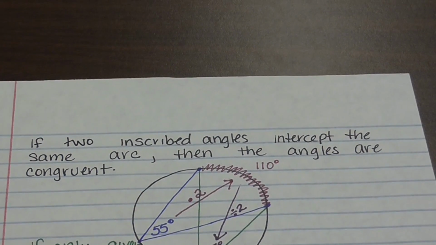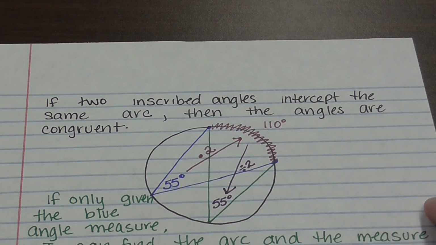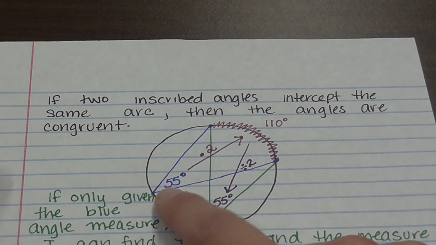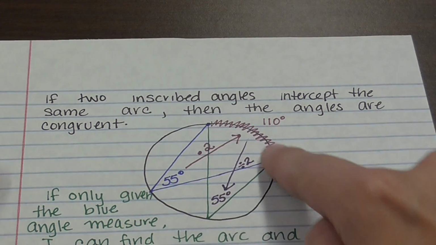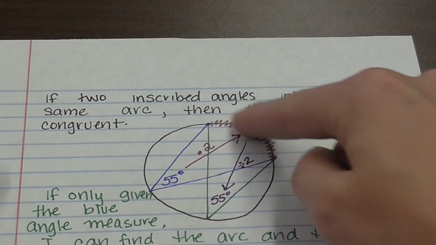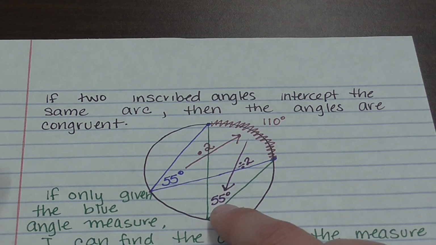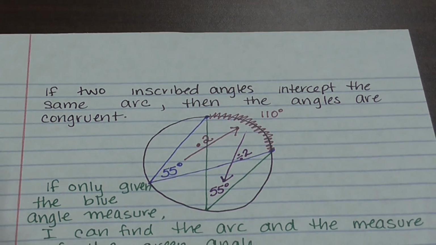Now, if you have 2 inscribed angles that are separate angles, but they intercept the exact same arc, the angles are going to be congruent. So if you started with 55 degrees for the blue angle, you had to multiply that times 2 to get out to your arc of 110 degrees. But then that arc intercepts the green angle as well, so I divide by 2 to get back to this angle, and you end up with the exact same angle. So if you're only given the blue angle measure, you can find the arc measure and the green angle measure in this case.